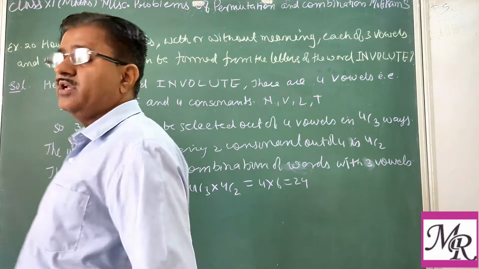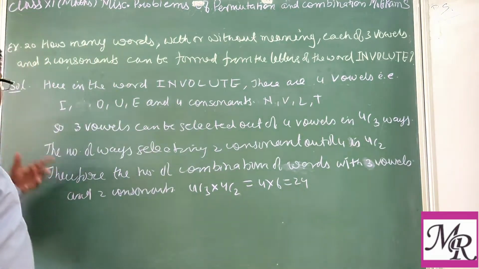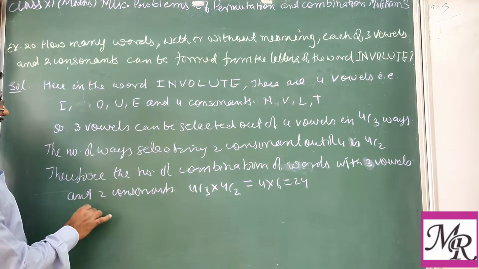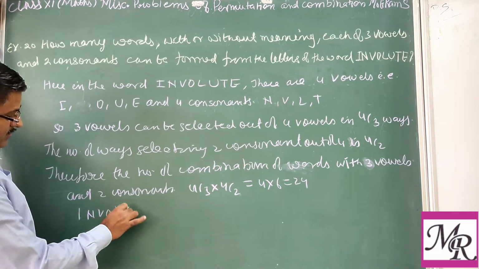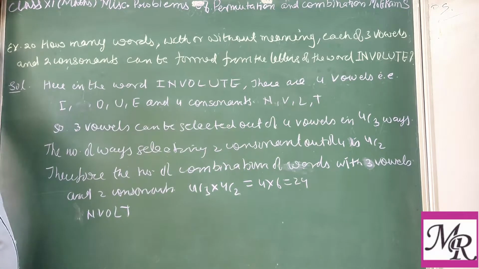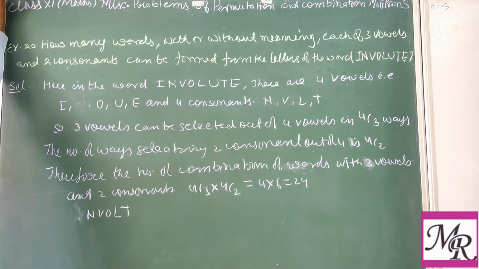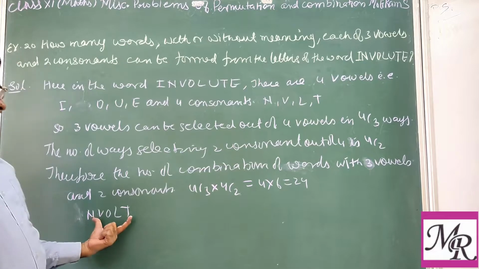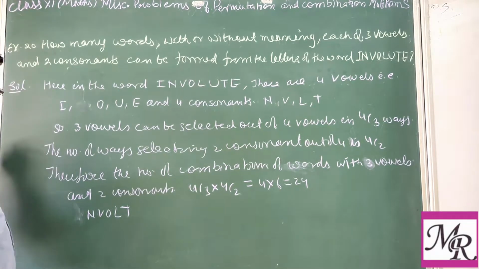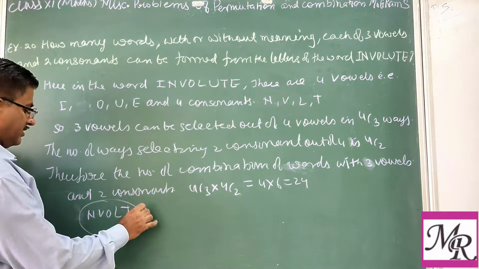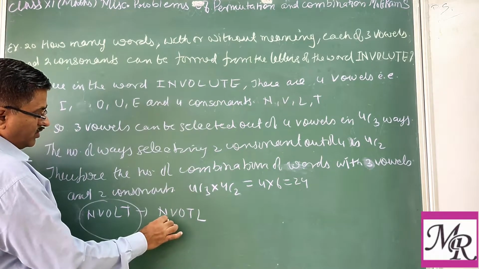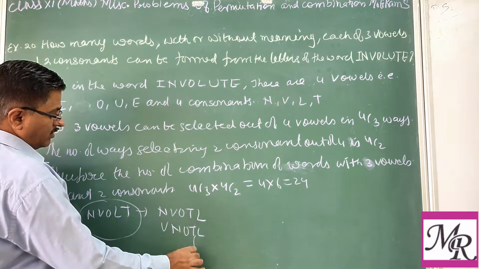But again we need the word. Suppose one combination of the 5 letters is I, N, B, O, L, T. Clear? 1, 2, 3, 4, 5. Suppose this is one combination. But still they can change their positions. They can be rearranged among themselves in many ways.